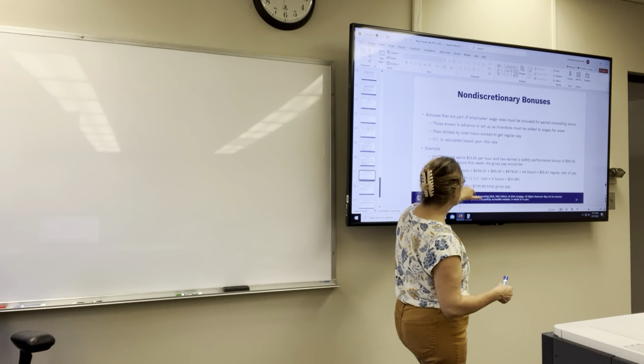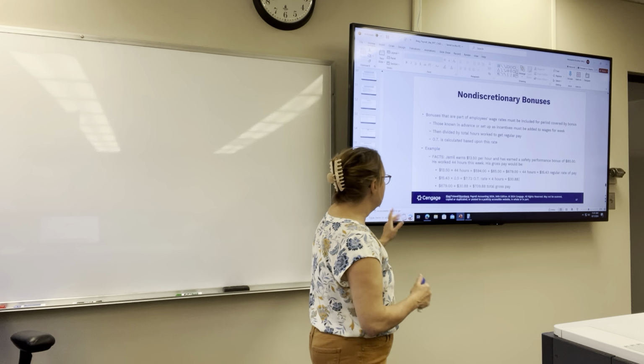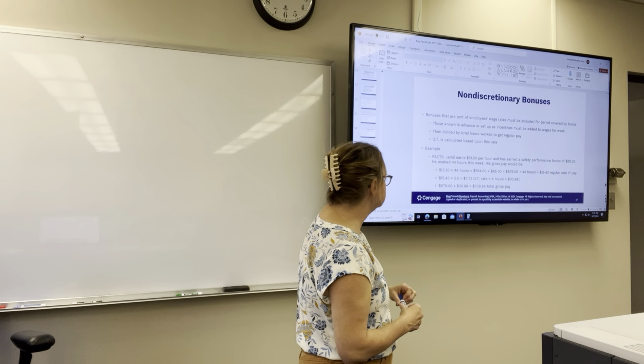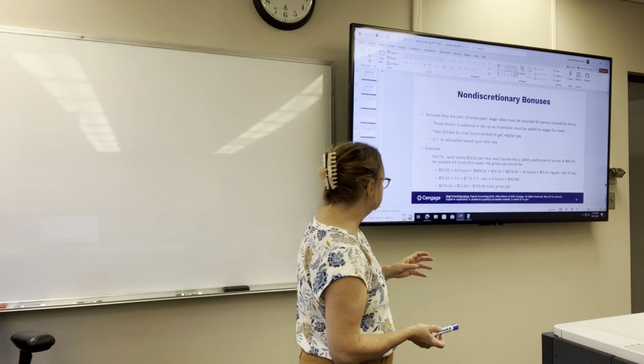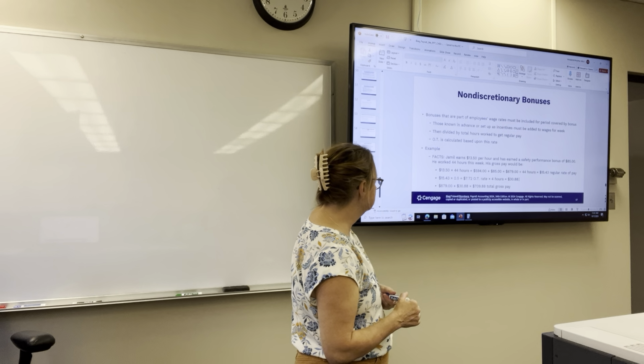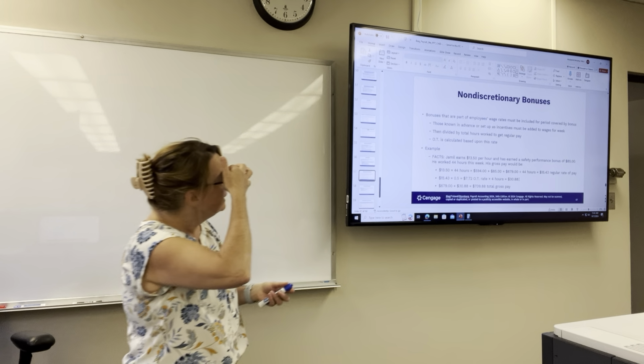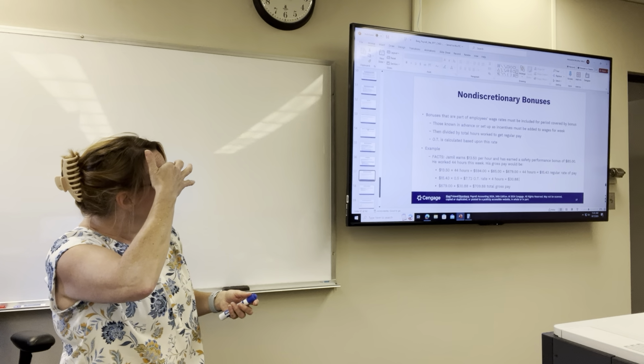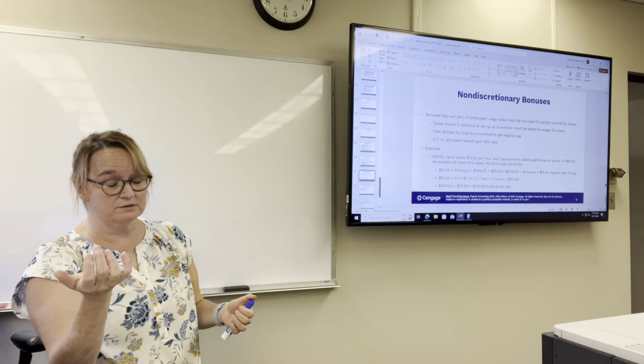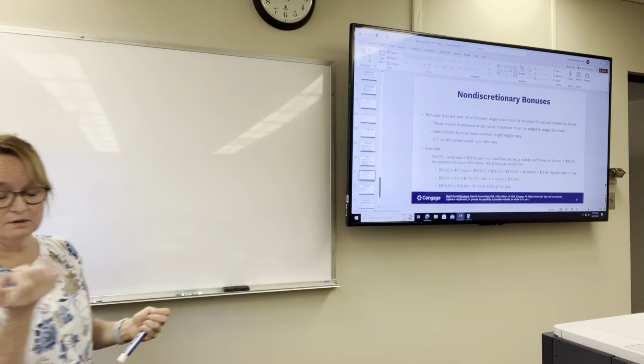Multiply that by the overtime premium, and then multiply that by the 4 hours, so his overtime is $30.88. Add those two together, total gross pay is $709.88 for those overtime hours. Okay. Questions about non-discretionary bonuses? Okay.